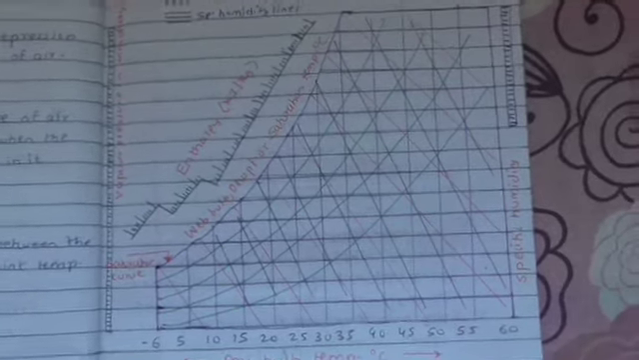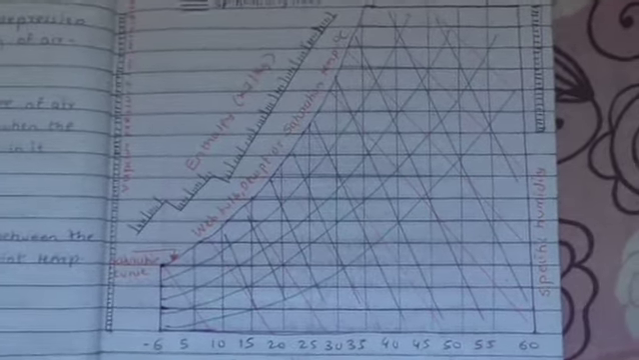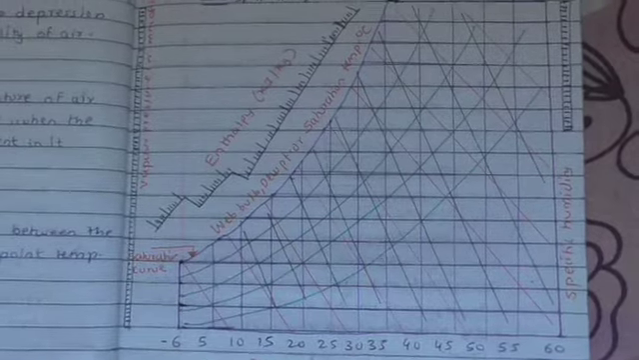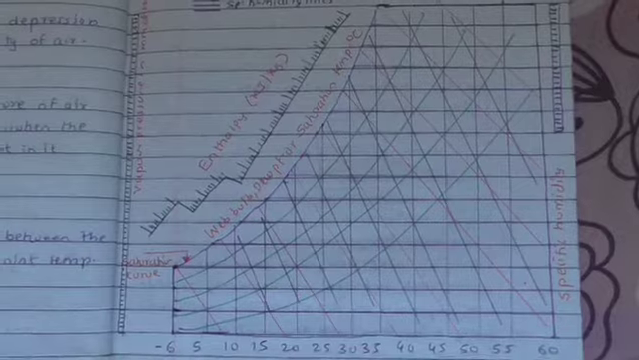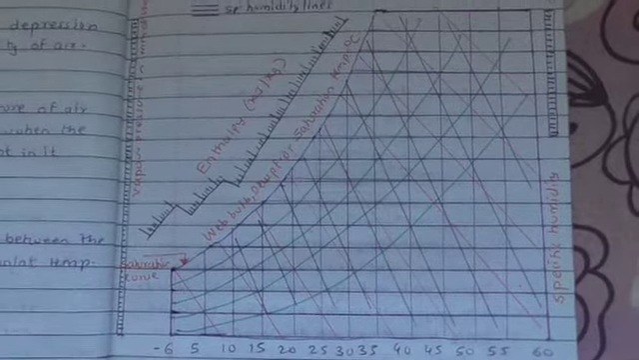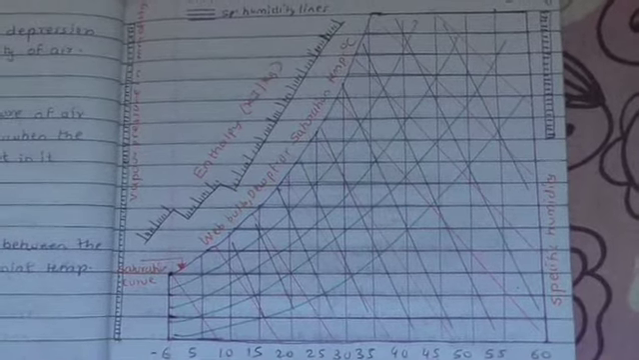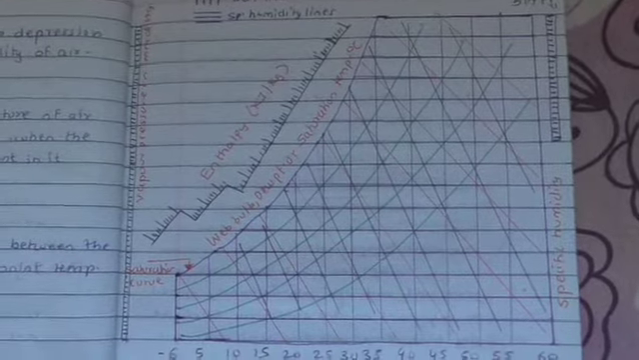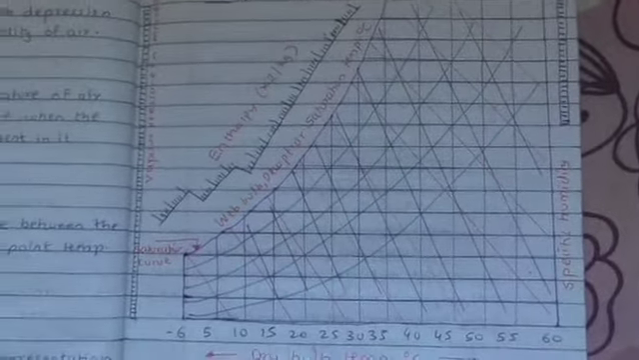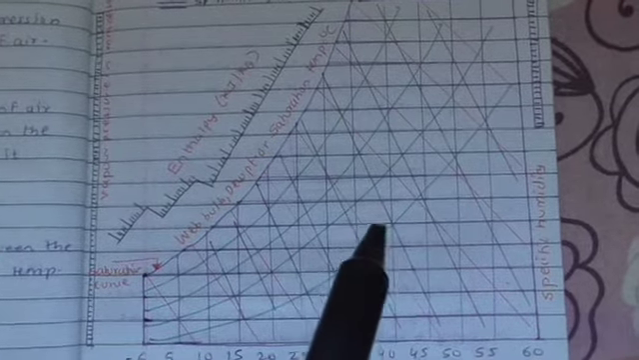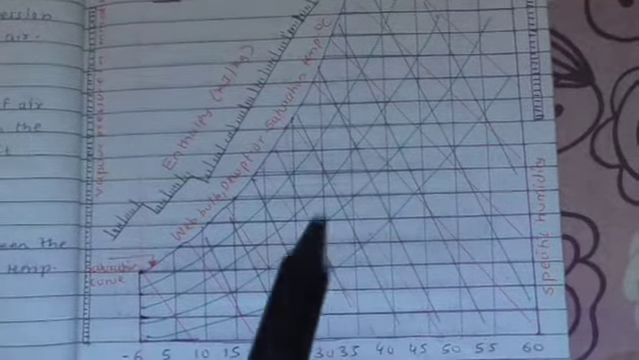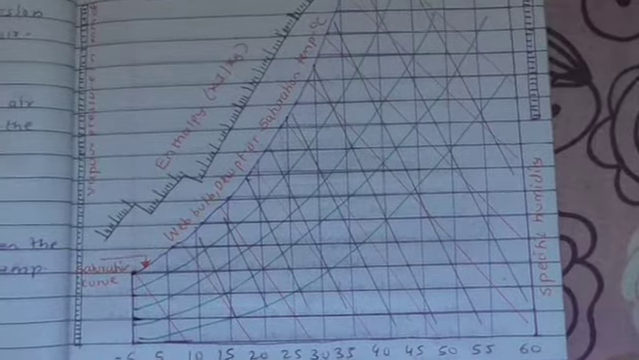Hello all. So today we are going to learn the next point of air conditioning systems, that is the psychrometric chart. Yesterday we saw the concept of psychrometry and learned the various psychrometric definitions. So basically this psychrometric chart is nothing but a graphical representation of the various thermodynamic properties of moist air.